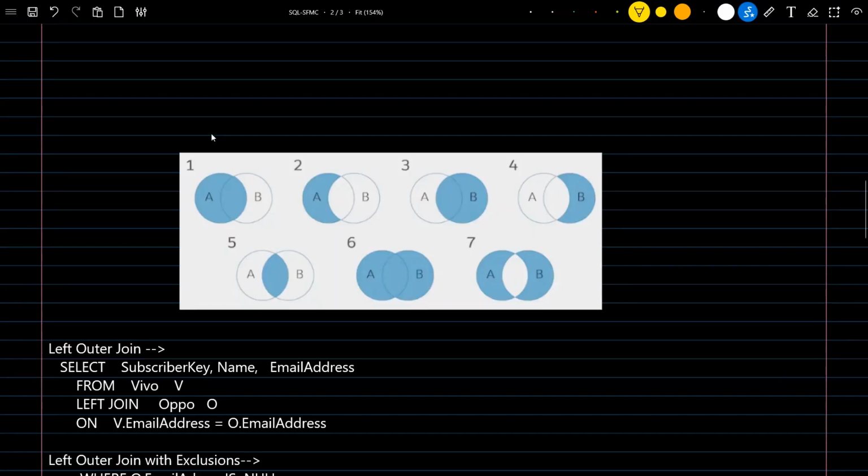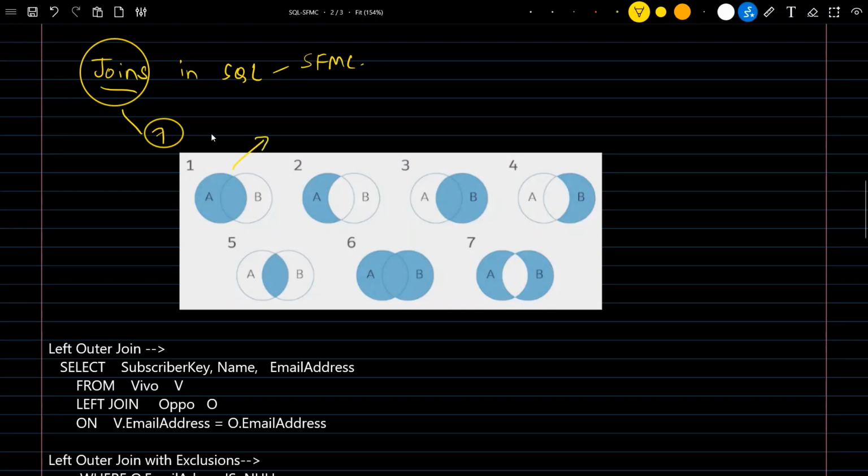In this session, let's talk about the joins concept in SQL, joins in SQL, which is especially used presently in SFMC. So basically there are seven types of joins. We'll be learning them one after another and how to write the query for each of them.